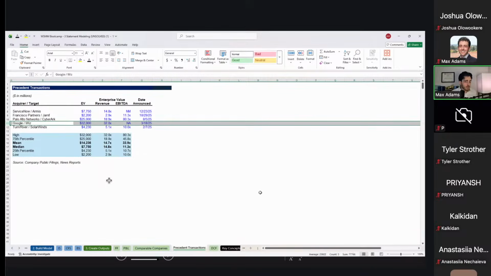Let me ask the question a different way. Why would some company be worth more than another company on a multiples basis? This is a very basic question. If you can't answer this, you're not going to pass your interview. Okay, Alan said strategic versus financial buyer.